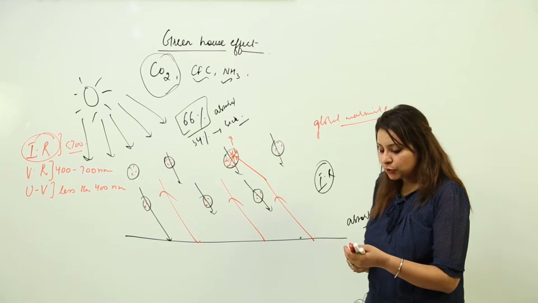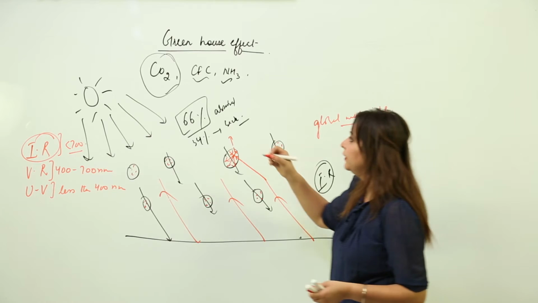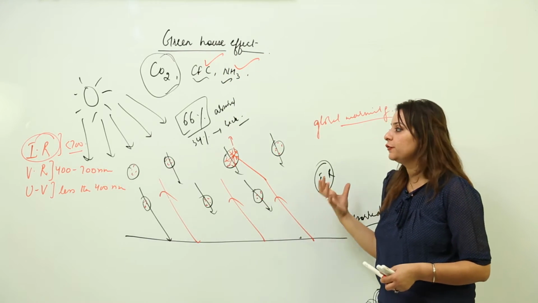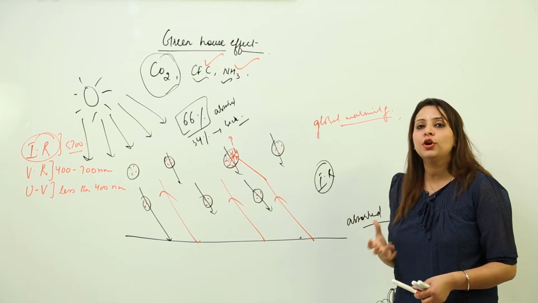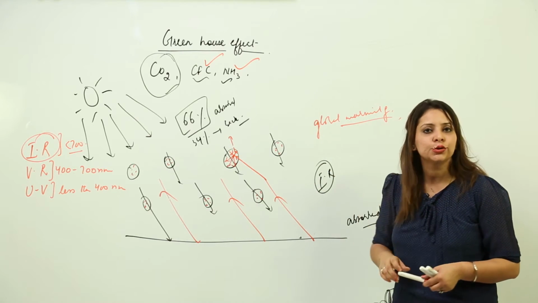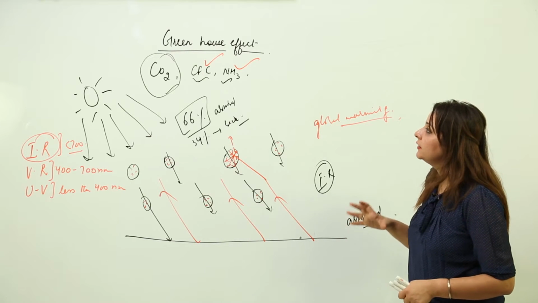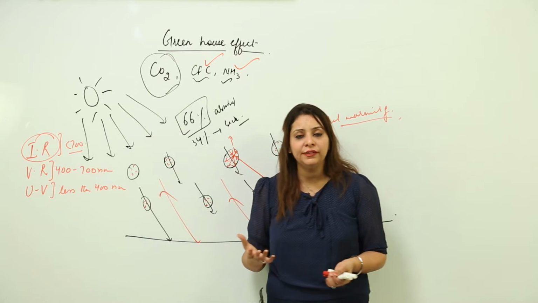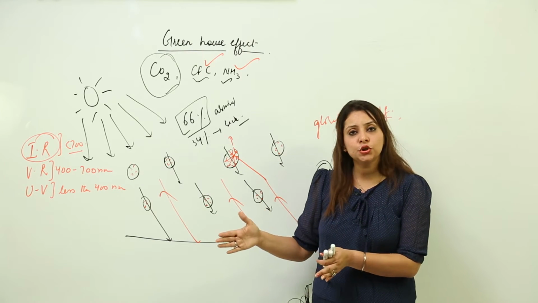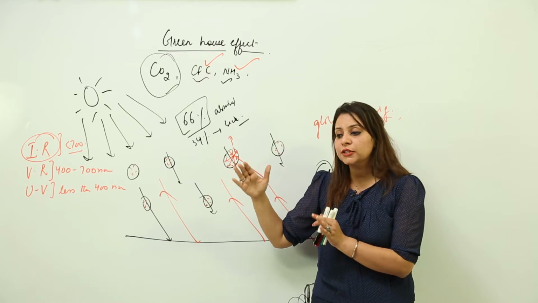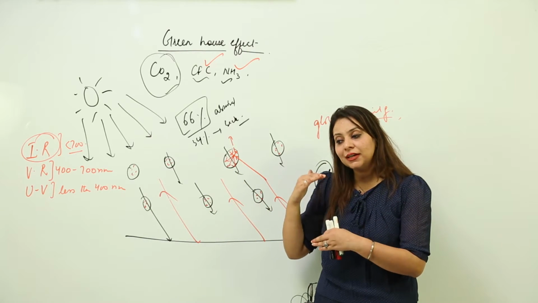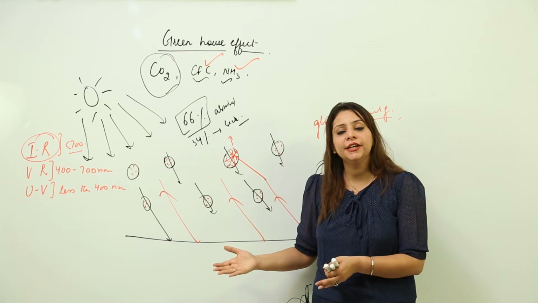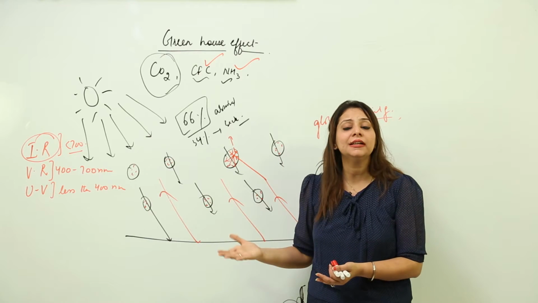The gases which can trap these infrared radiations are CFCs, ammonia, and argon also. But the major gas which is the main cause of the greenhouse effect is CO2, carbon dioxide. The greenhouse effect is going to cause harmful effects. CO2 is not harmful for us, but when it exceeds a certain limit it becomes a pollutant, because it increases the greenhouse effect and affects the climate of the earth.